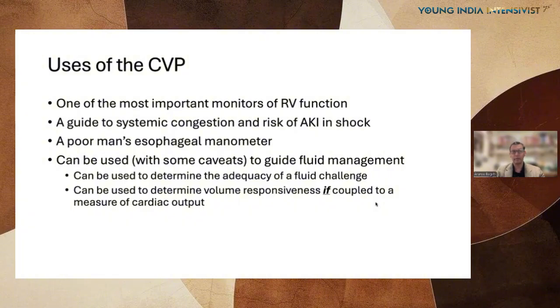And the uses of the CVP, for me, primarily, it's the single most useful measure of RV function if you don't have a PA catheter. It's a really, really important guide to systemic congestion and the risk of acute kidney injury in most kind of shocks, with the exception of hypovolemic shock. I use it very frequently as a poor man's esophageal manometer to estimate transpulmonary pressures in ventilated patients. And yes, it can be used to guide fluid management. It is just not very good at it. And we'll come back to why in a second. It can be used to determine the adequacy of a fluid challenge. And it can be used to determine volume responsiveness if coupled with a measure of cardiac output.